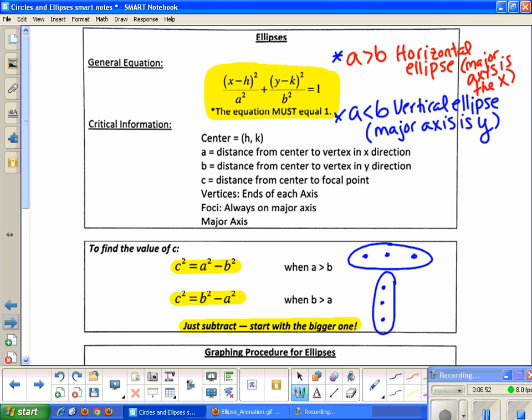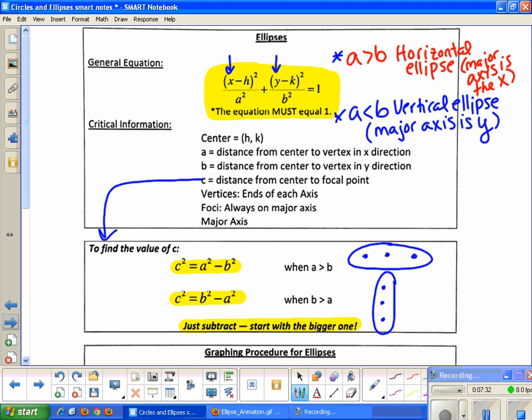A is the distance from the center to the vertex in the x direction, which makes sense because it's over x. B is the distance from the center to the vertex in the y direction because it's over y. C is the distance from the center to the focal point, which we find by doing this down here. The vertices are the ends of each axis, but we only use it for the major axis. The foci always are on the major axis, and the major axis has a length of 2 times A, or if it's vertical, it would be 2 times B. So it depends on which way your graph is opening.